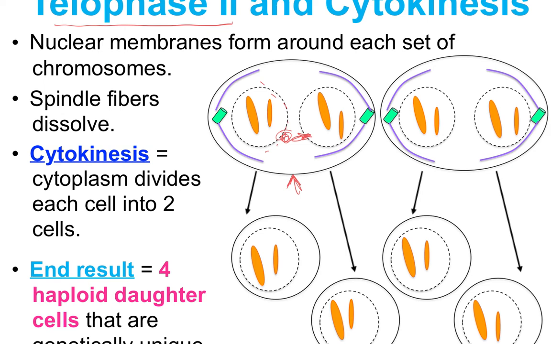So the nuclear membrane starts to form in telophase 2, and these spindle fibers will start to disappear, and they'll just kind of dissolve back into the cell. And then cytokinesis will happen again. Cytokinesis is just this division of the cytoplasm, and it will split up into 2 individual cells. And so from the original 2, we now have 1, 2, 3, 4, and these are called haploid. Remember, haploid daughter cells.